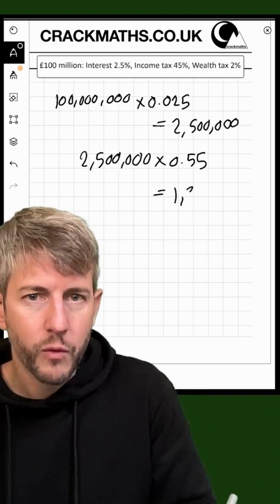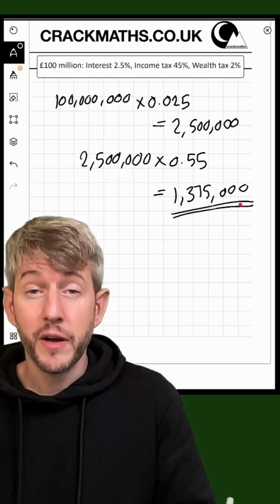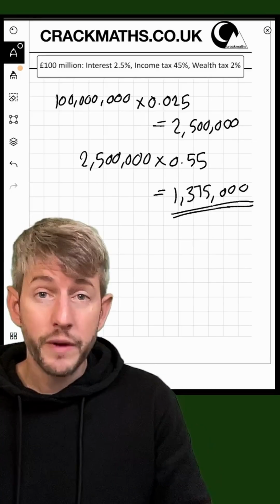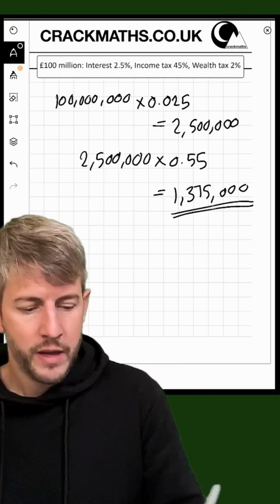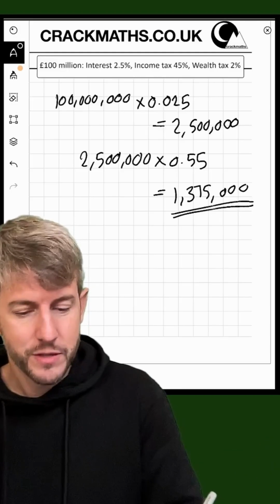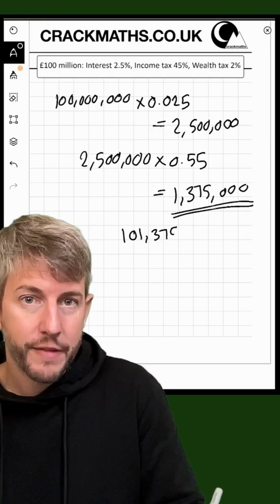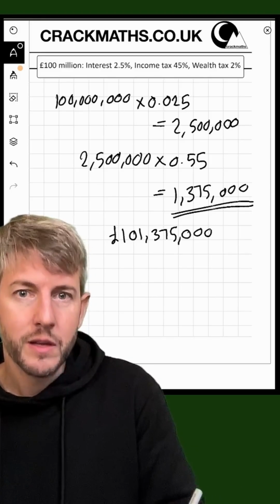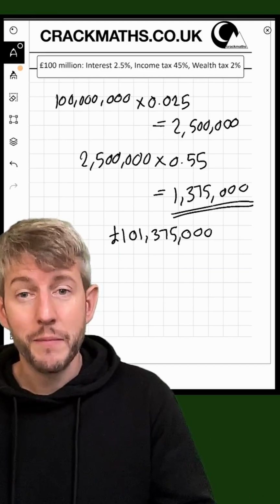So here we go, I'll write that down there. So this is currently the amount of extra money that they've gained this year. So what we now need to do is add this to their 100 million. So 100 million add 1,375,000 is going to be £101,375,000. So then we've got to take off 10 million from this because they get the £10 million grace period.